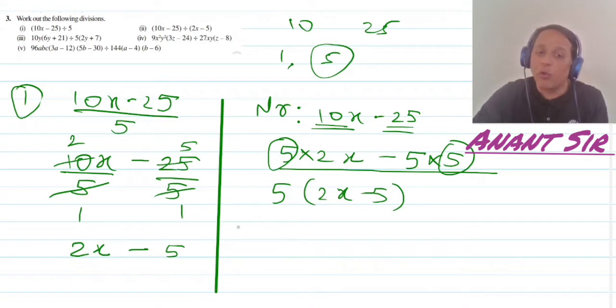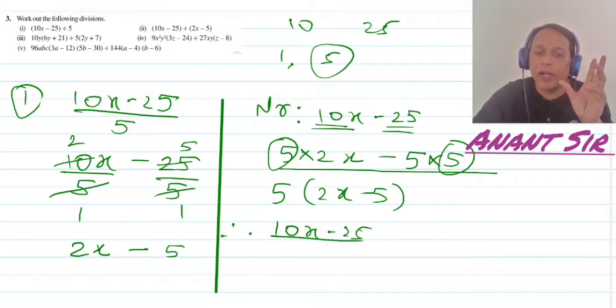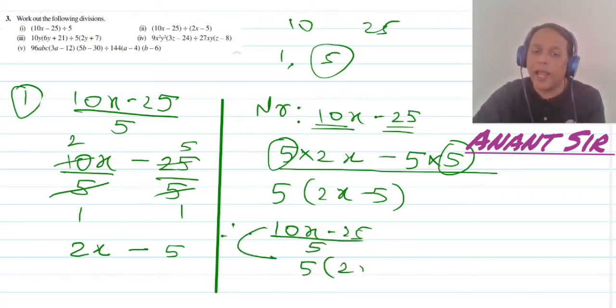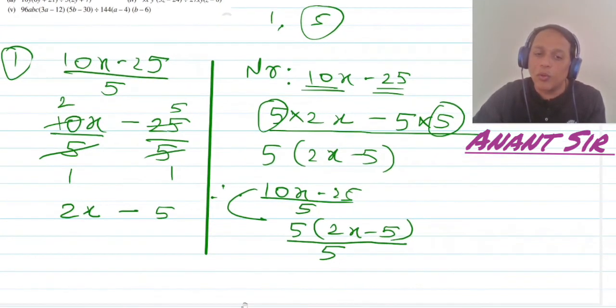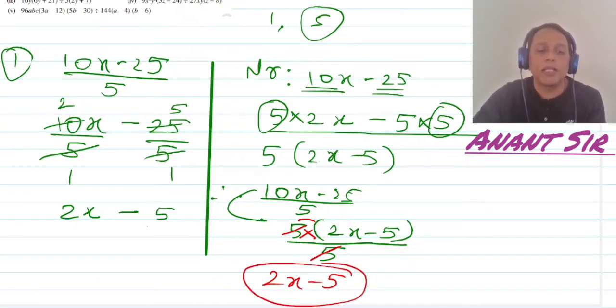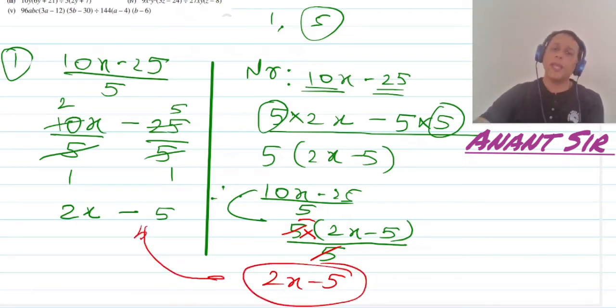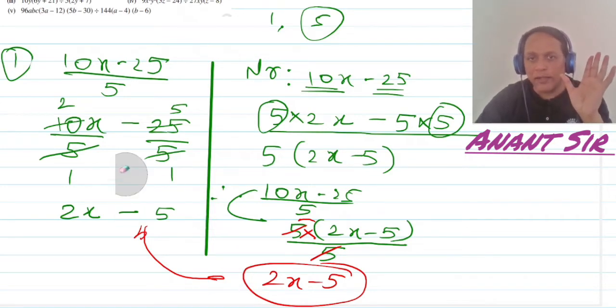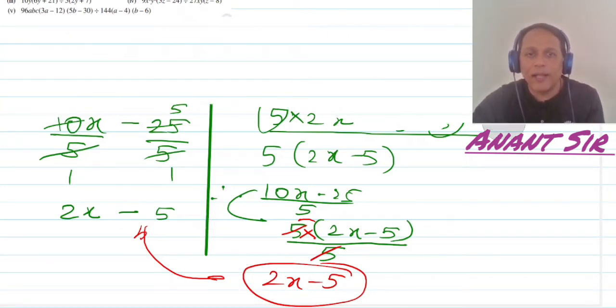So now I am going to put this value in the question. Our question was 10x minus 25 by 5. So in place of this numerator, I can write 5 into 2x minus 5 divided by 5 as it is. So you can see that now we can cut this 5, as there is multiplication between that bracket and 5. Right, so I can cut the 5 now, and you see you have got the same answer. So these are the two methods by which you can solve it. So let's solve the next question, friends.